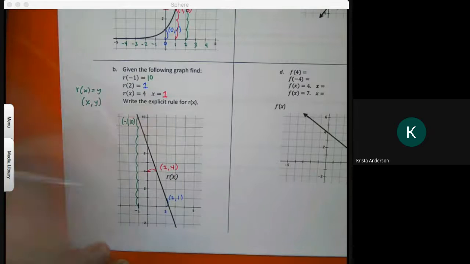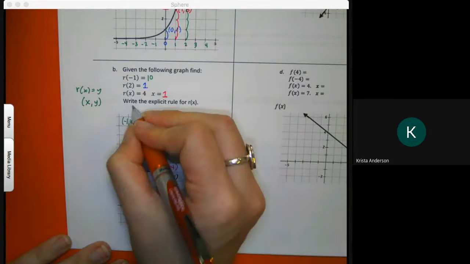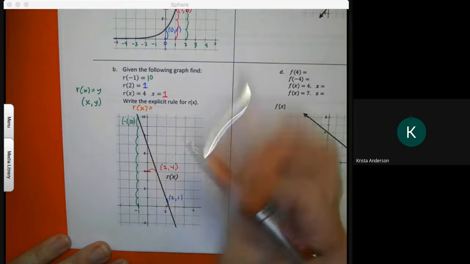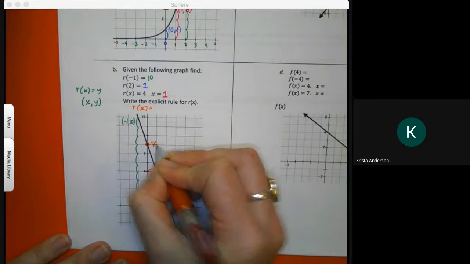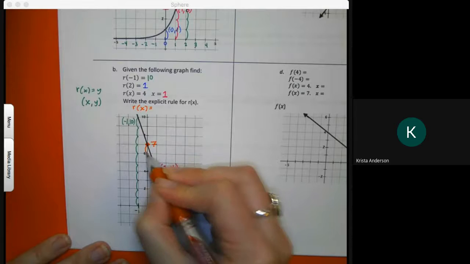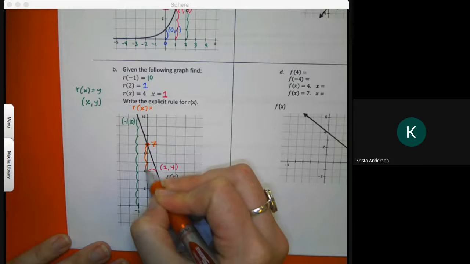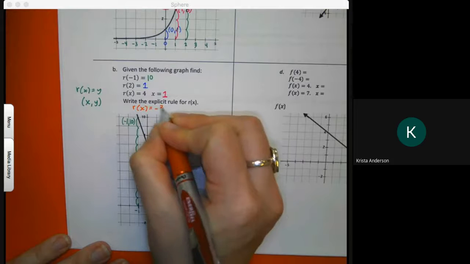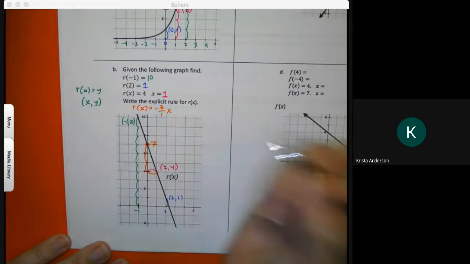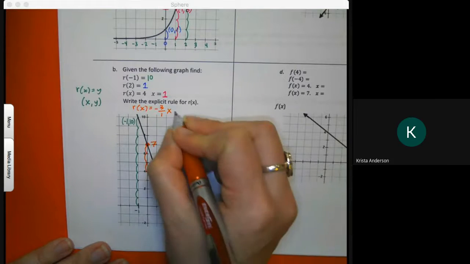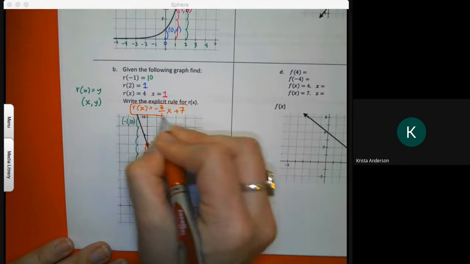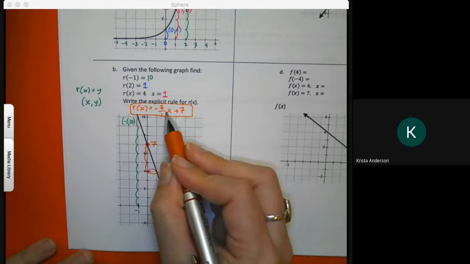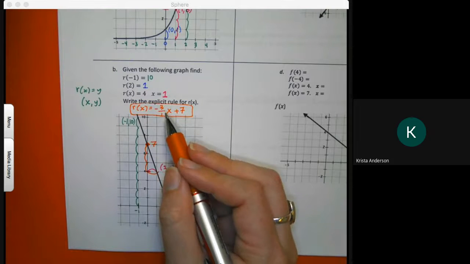What is the rule? R of x equals my slope. This point is 7. It goes down 1, 2, 3, down 3 over 1 with my x for slope, and it crosses at positive 7 for the y-intercept. You do not have to put negative 3 over 1. You could just say negative 3x plus 7.